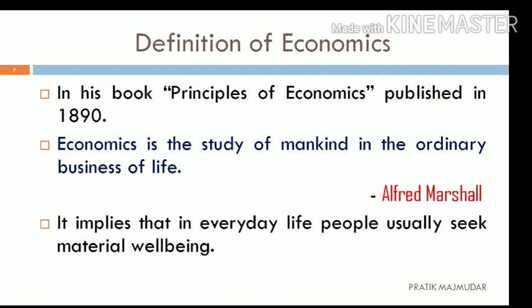Next, in his book Principles of Economics, published in the year 1819. So who is the author? The author is Alfred Marshall. Alfred Marshall wrote the book Principles of Economics in the year 1819. In that, what definition did he give for the word economics?